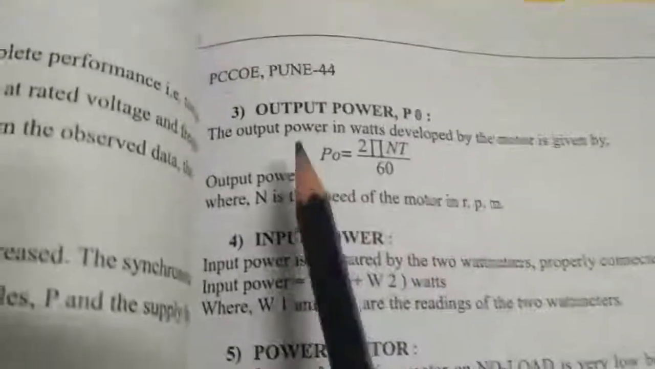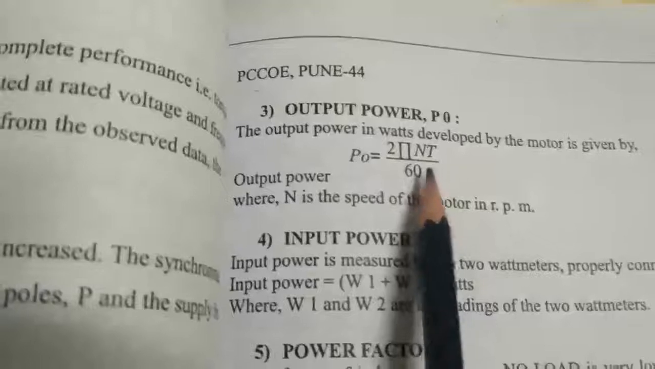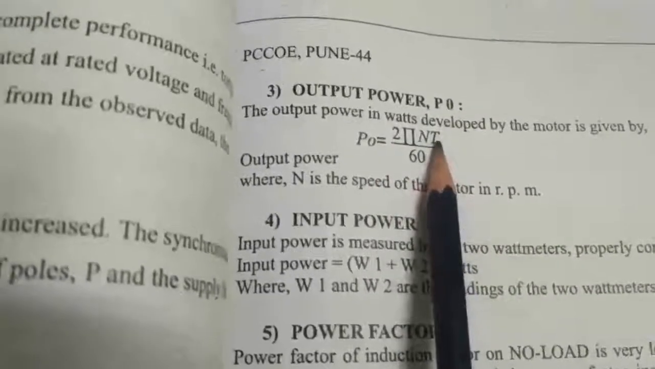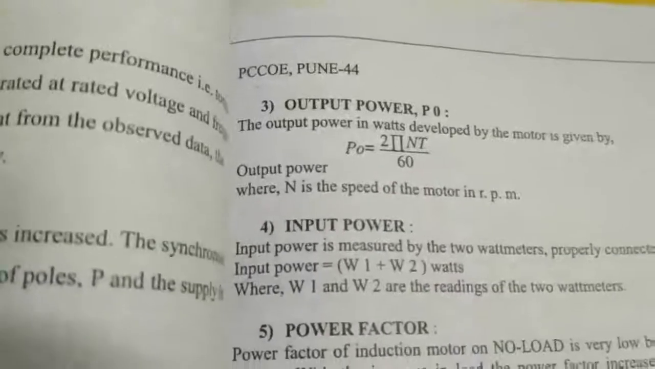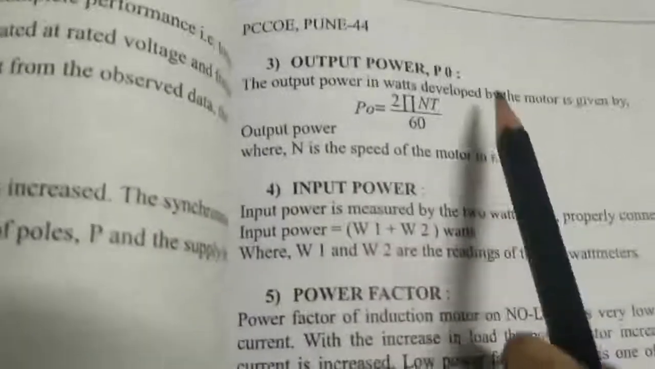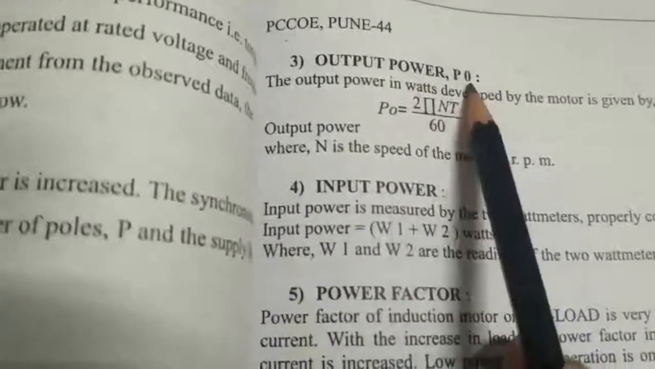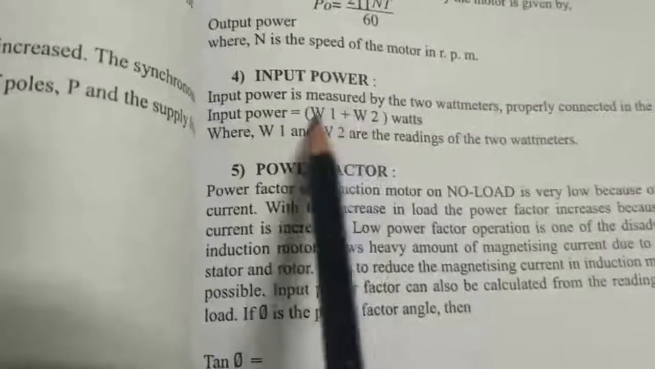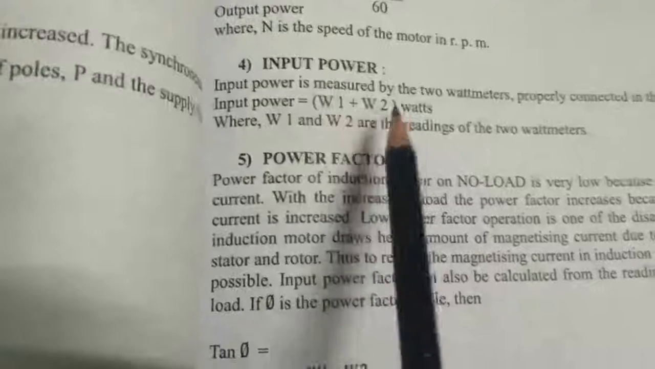Okay, then output power. How to calculate the output power? That is omega into T. What is omega? Omega is 2 pi N upon 60, into T. The torque that we have already calculated in the previous step, that value we have to put here so that you will get the output power. Input power is just the addition of the two wattmeter readings, W1 plus W2.